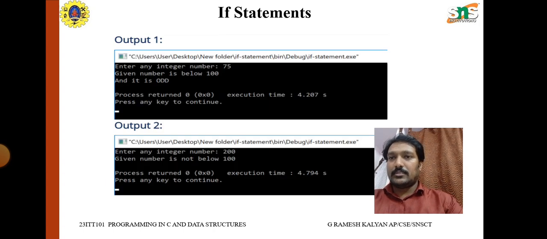This is an output. As the first integer we are getting the value 75, then we are printing that the given number is below 100, and we are printing whether the given integer is odd or even. As it is an odd number, we are just displaying it as odd.